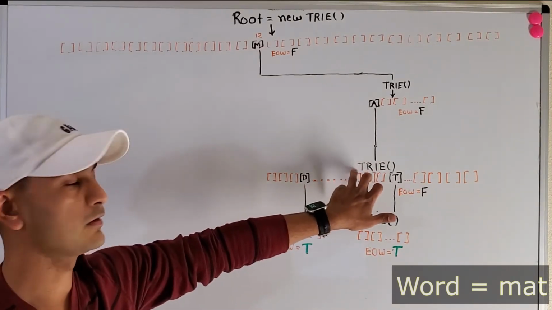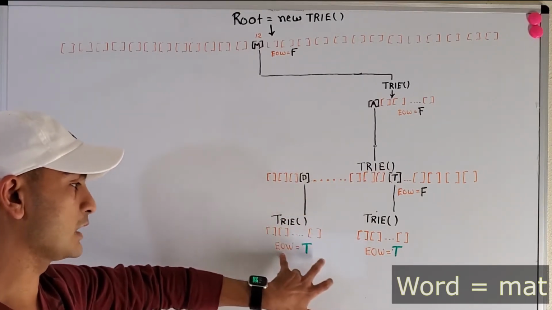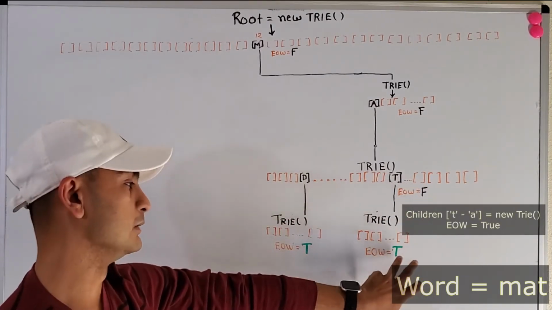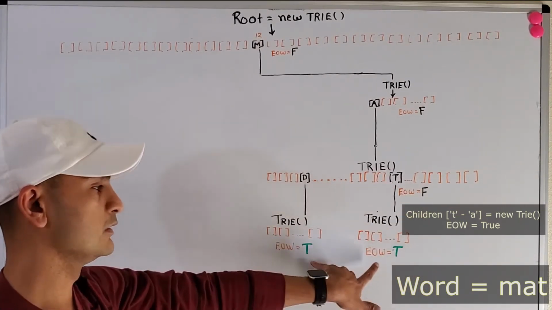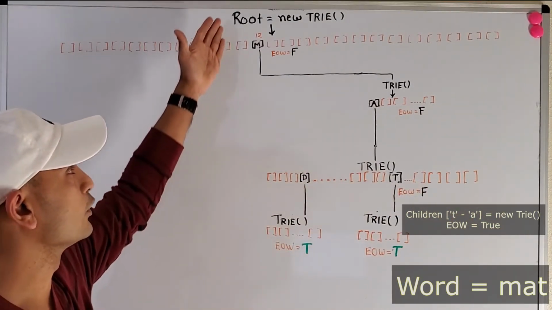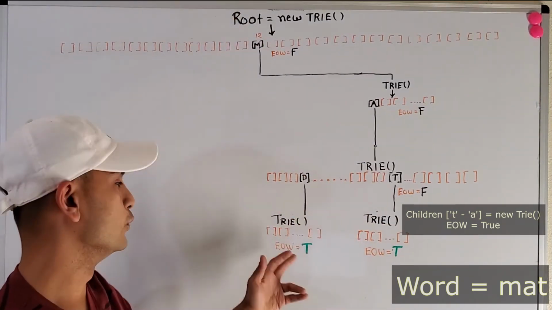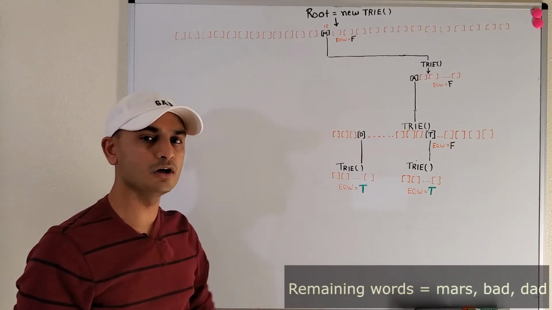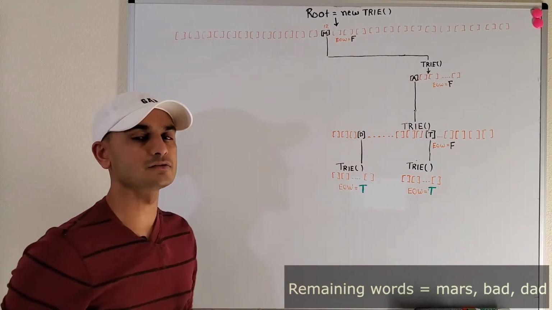Now into this third trie object, we already had D, for which we created a new trie object and marked end of word true. Similarly for T, we'll create a new trie object and mark end of word true. So for D and T, we have new trie objects with end of word as true, and all the remaining children are null. So that's how we say that this trie data structure has mad and mat. So when we search for those, we'll return true. Just like this, let's quickly add the remaining words, which are Mars, bad, and dad, and see how our complete trie data structure looks.